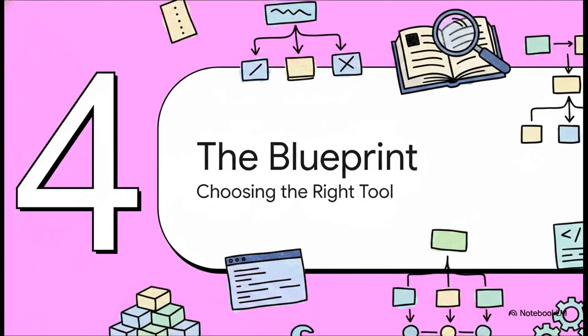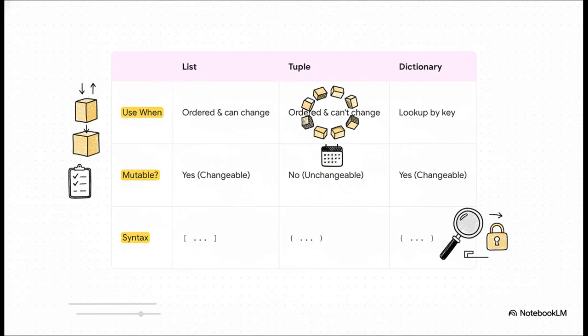Okay, we've gone over the 3 core tools. Now for what I think is the most important part of this whole chat, the blueprint. When do you actually use each one? Because making this decision is something you're going to do hundreds of times a day as a developer. This table right here is your cheat sheet. Seriously, you should print this out.